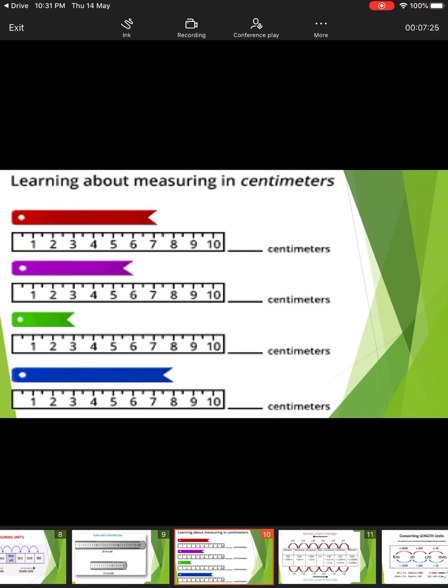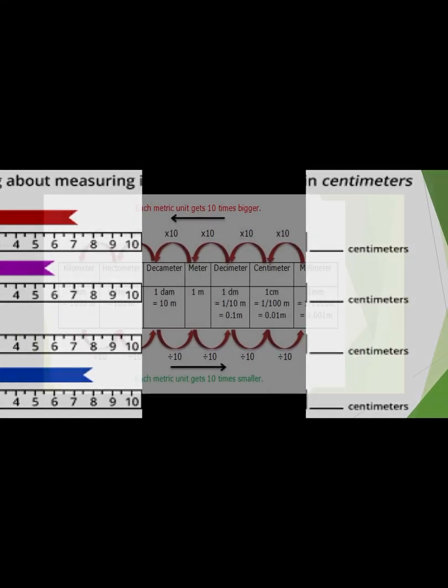The green ribbon, look, it starts from 0 and ends at 3. So it becomes 3 centimeters. And now next is the blue ribbon. Blue ribbon starts from 0 and ends at 8. So it becomes 8 centimeter.